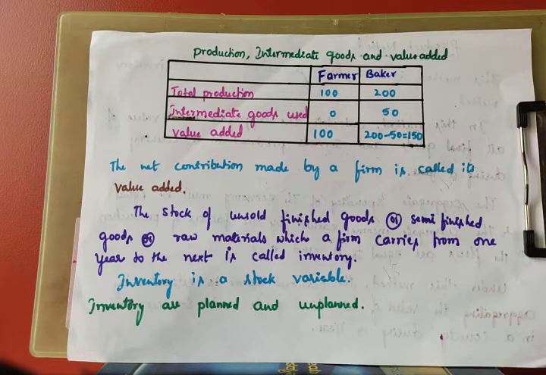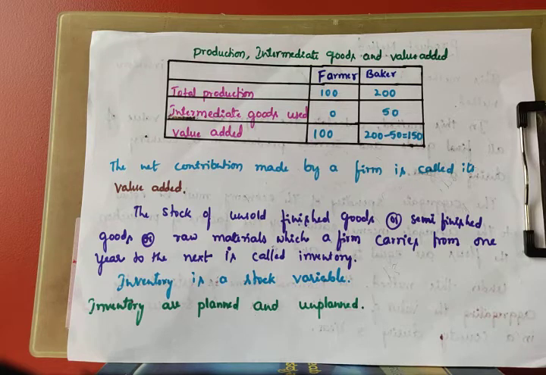So totally the net contribution made by a firm is called value added. The net contribution, how much? 250. The net contribution made by a firm is 250, not 300. Why? Out of 300 we should deduct the 50. 50 is considered an intermediate good, because the bakers purchased rupees 50 worth of wheat from the farmers.